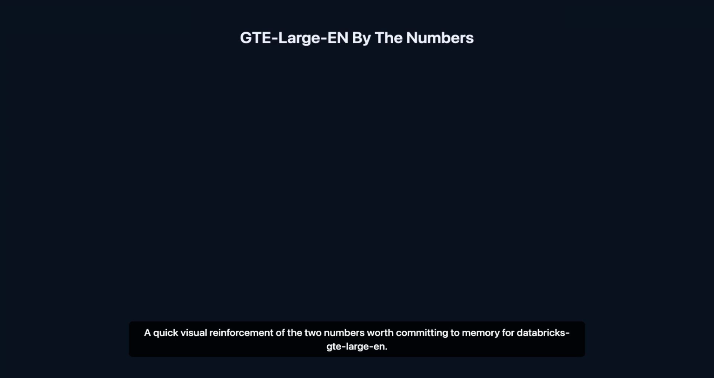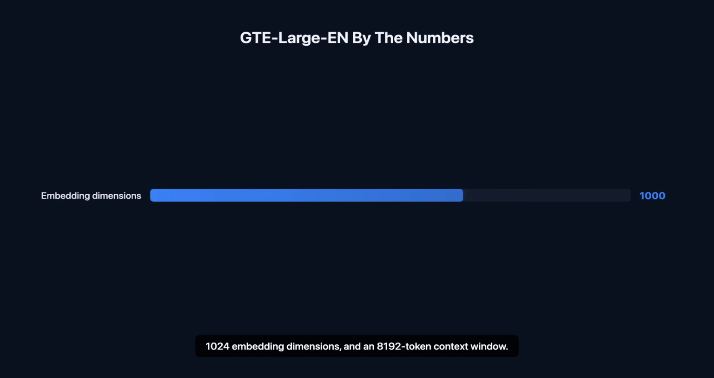A quick visual reinforcement of the two numbers worth committing to memory for Databricks GTE Large N: 1024 embedding dimensions, and an 8192 token context window. When a scenario gives you those two numbers, that's the model.